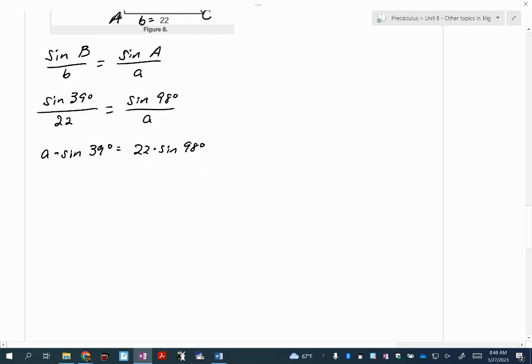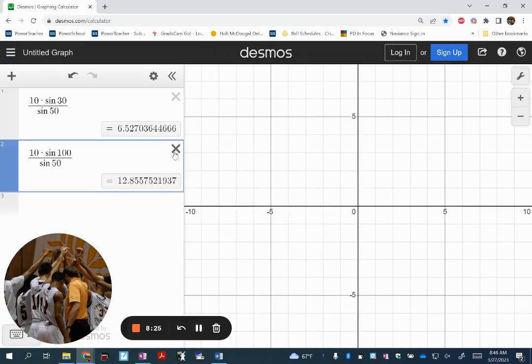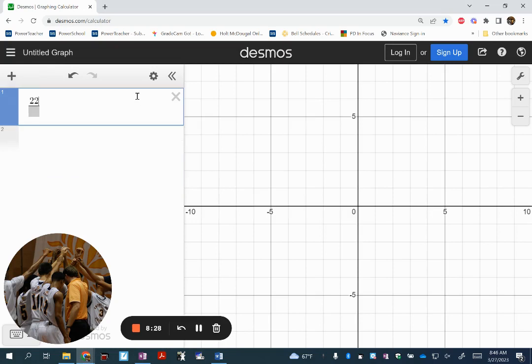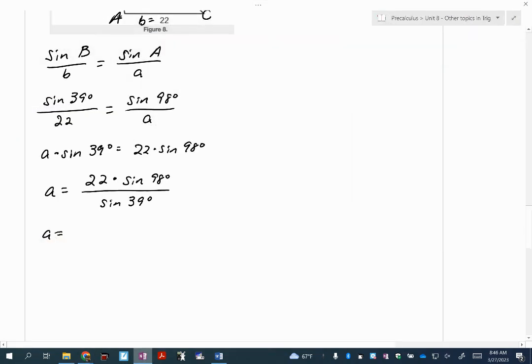And then don't forget to divide both sides by the sine of 39 degrees. All right, so this will give us our side length value for A. So I have 22 times the sine of 98 degrees, all over the sine of 39 degrees. So approximately 34.6 units for our side length A.